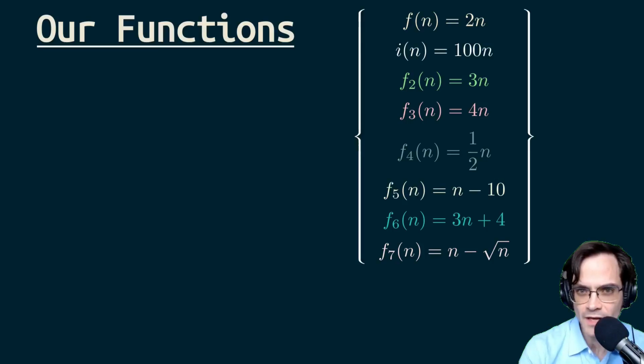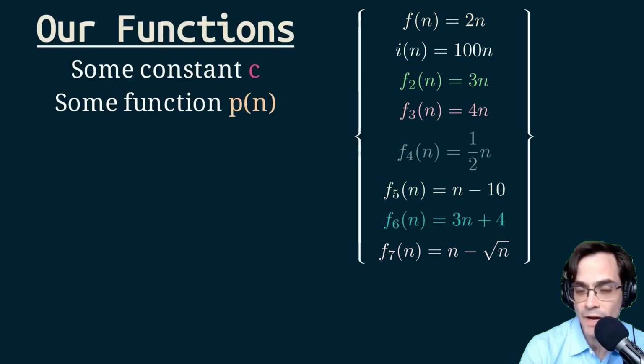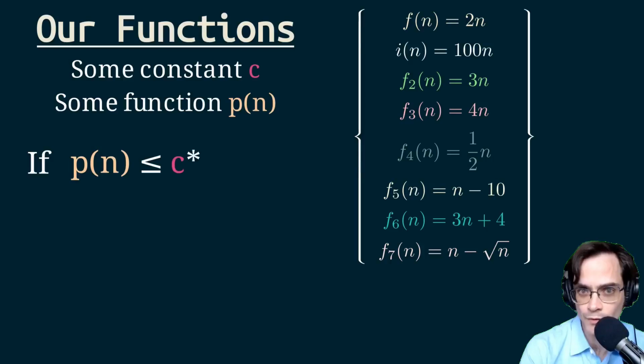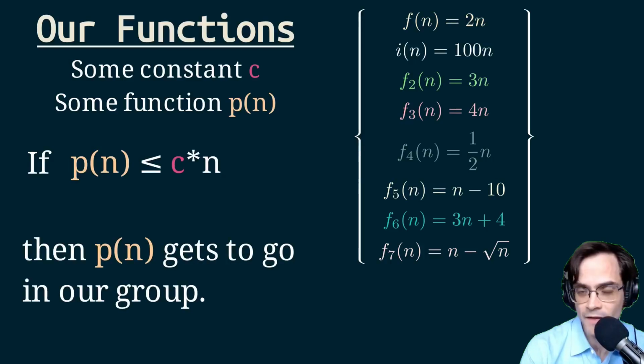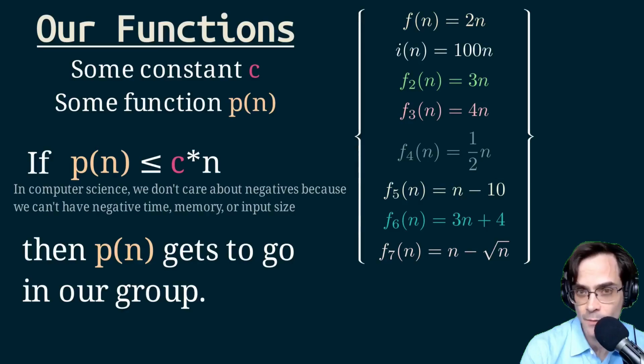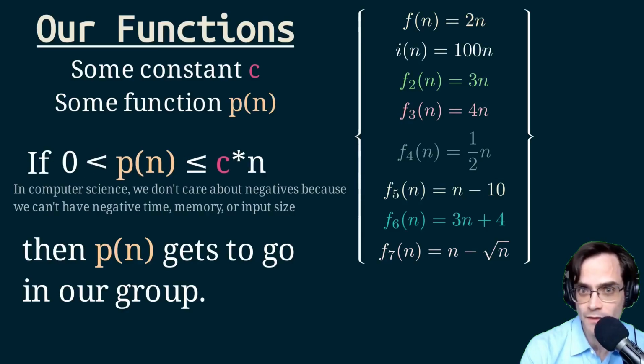So how about we take some constant c and some function p of n that may or may not go in our group. And we're going to say that if p of n is less than or equal to c times n, then it gets to go in our group. In this context, we don't really care about negative numbers. So I'm going to tack on a 0 less than or equal to, to show we're not worried about what happens with negative numbers.